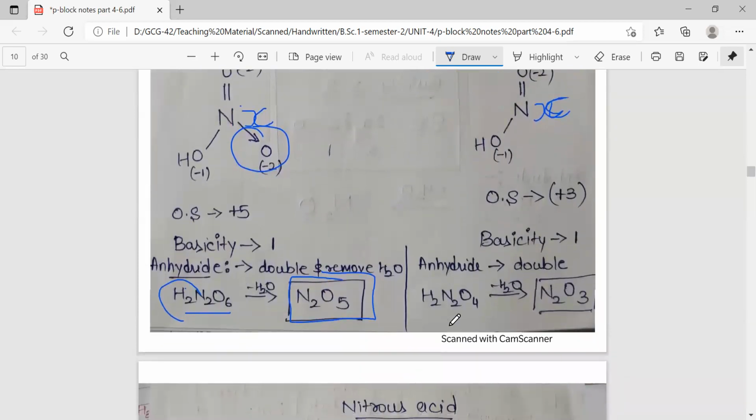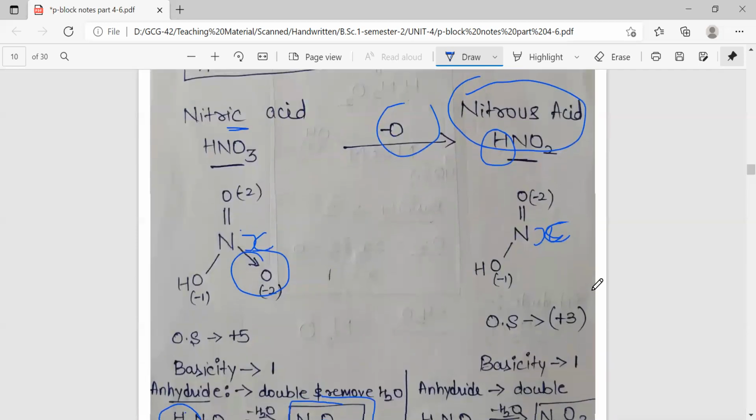We are going to double the formula, that is HNO2 is going to become H2N2O4. We'll remove one water molecule and we'll get the corresponding anhydride N2O3. So now we have done 2 acids, that is nitric acid and nitrous acid. For nitric acid, we have done their oxidation state, basicity, their anhydride, and the structure.